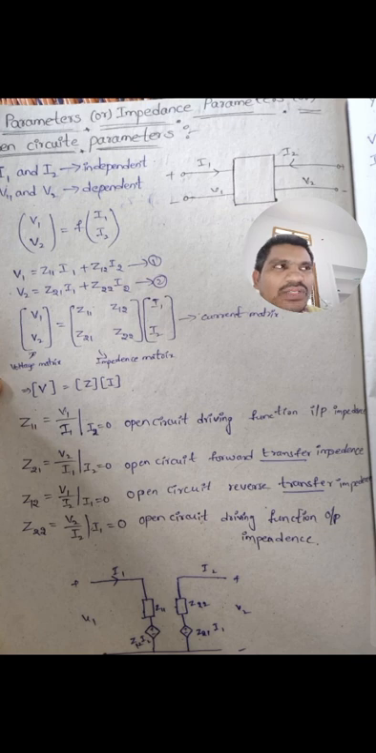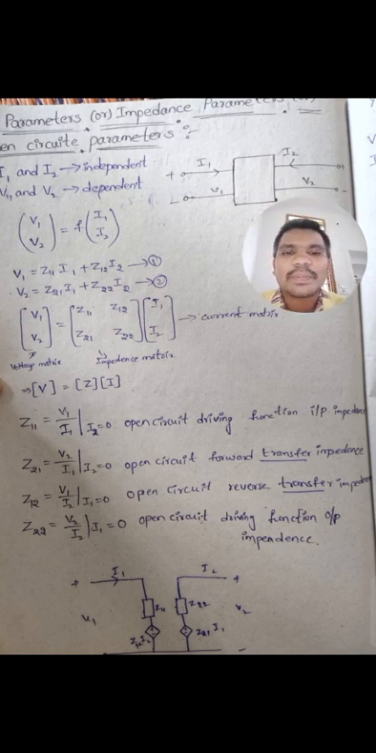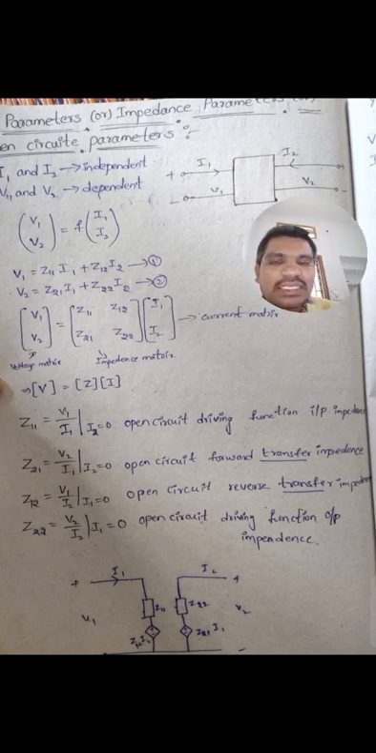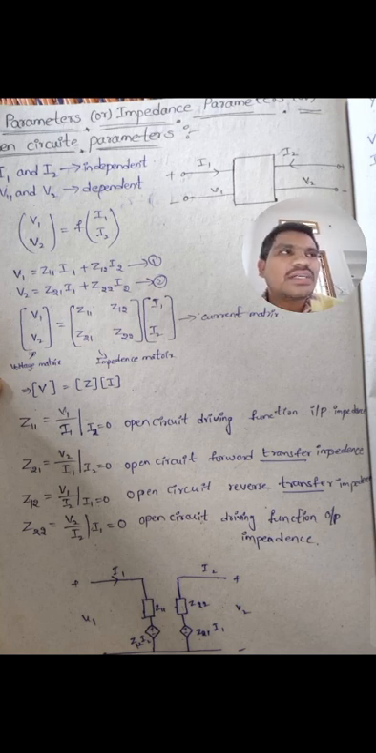So these two conditions are when I2 is equal to 0, and therefore the circuit is called the open circuit. Now coming to the third condition, that is I1 is equal to 0. Now we will make I1 equal to 0.